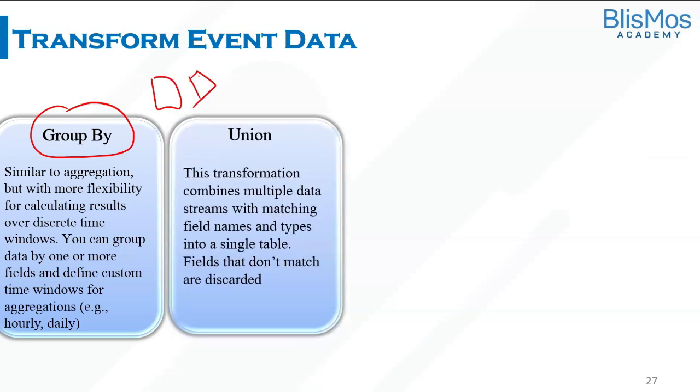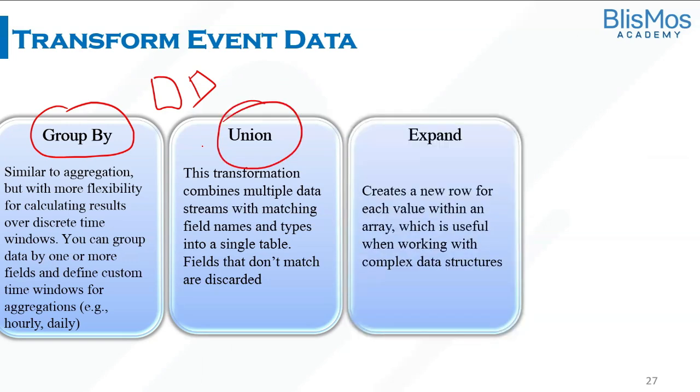And we have union. We are combining multiple sets. When I say sets here, we can talk about a table. And we can expand. For example, whenever you have an array, when you expand, this will become one row, this will become another row. Like that you have one more transformation.